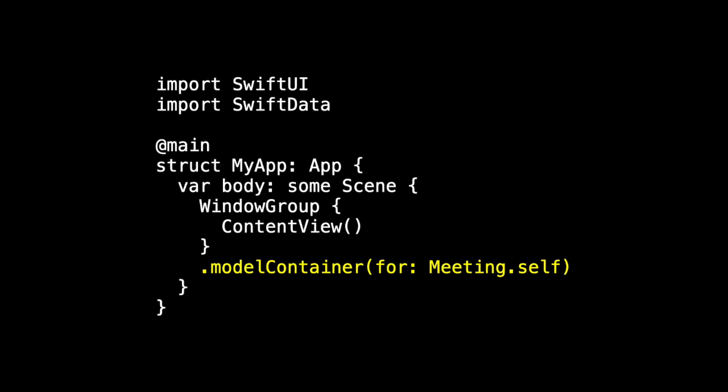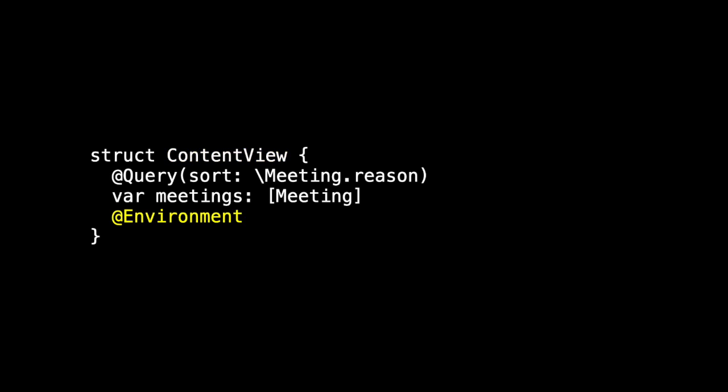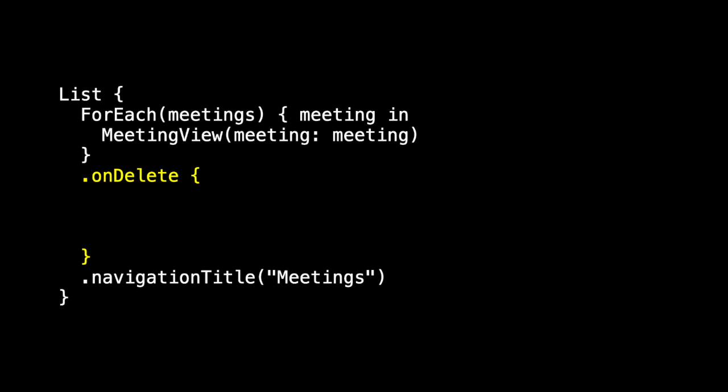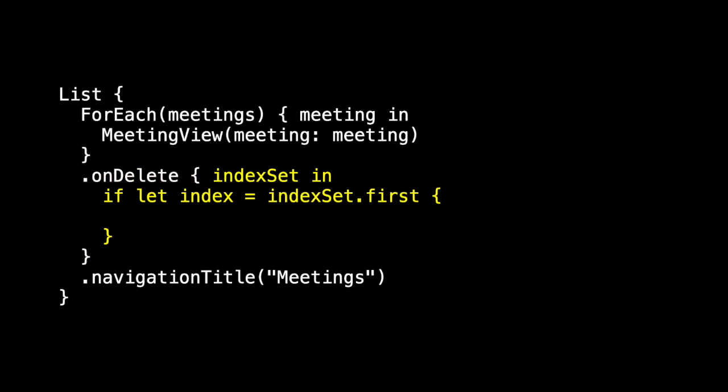In fact, the model container modifier puts both the container and the context into the environment. And so we can pull the context from the environment in our content view. From the environment, we specify the key path model context, and we'll store that in private var context. So now we're ready to delete. Implement onDelete after the for each. You'll get an index set of all the elements that are selected to delete. There will only be one. And so let's if let and get the first element, and then tell the context to delete that first element.